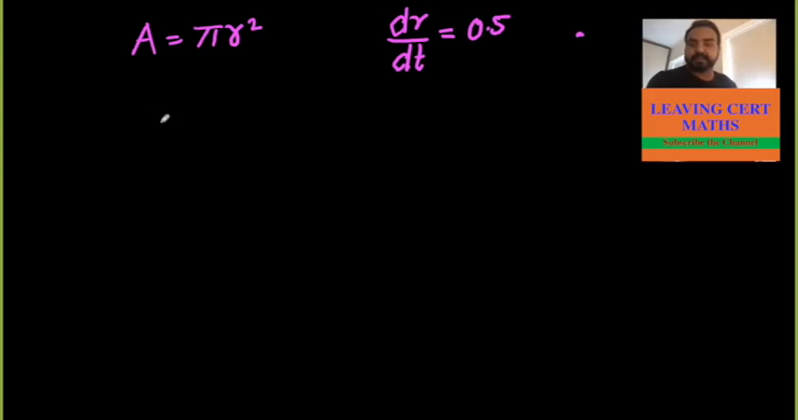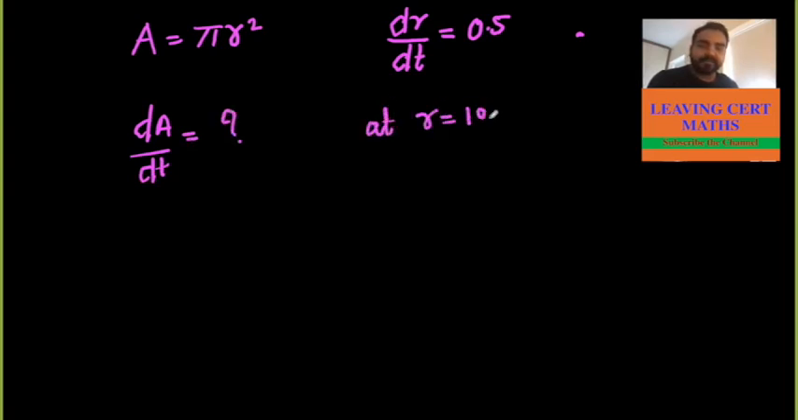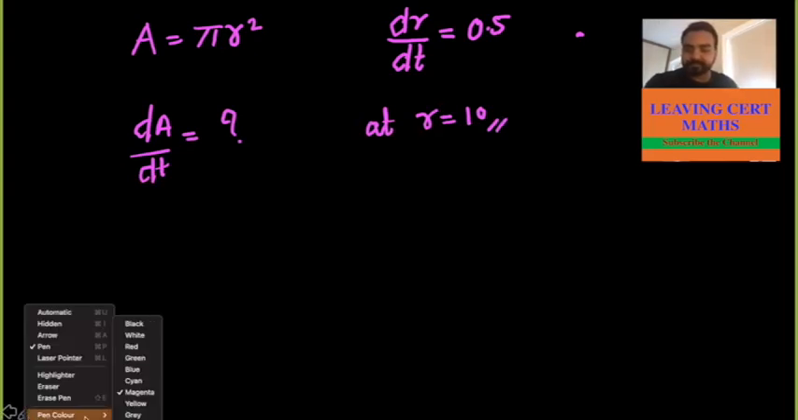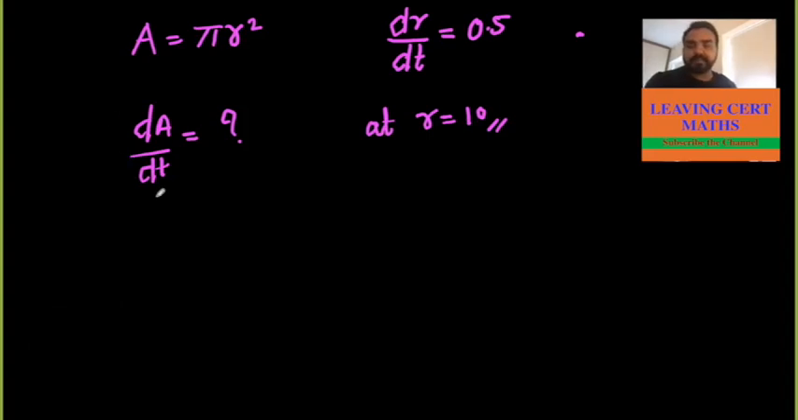Now what are they asking for? They are asking for dA over dt at r equal to 10. Clear? So anyway, I need to find dA over dt. But do you have any t here? No. I can't differentiate it with respect to t. So how can we do that?